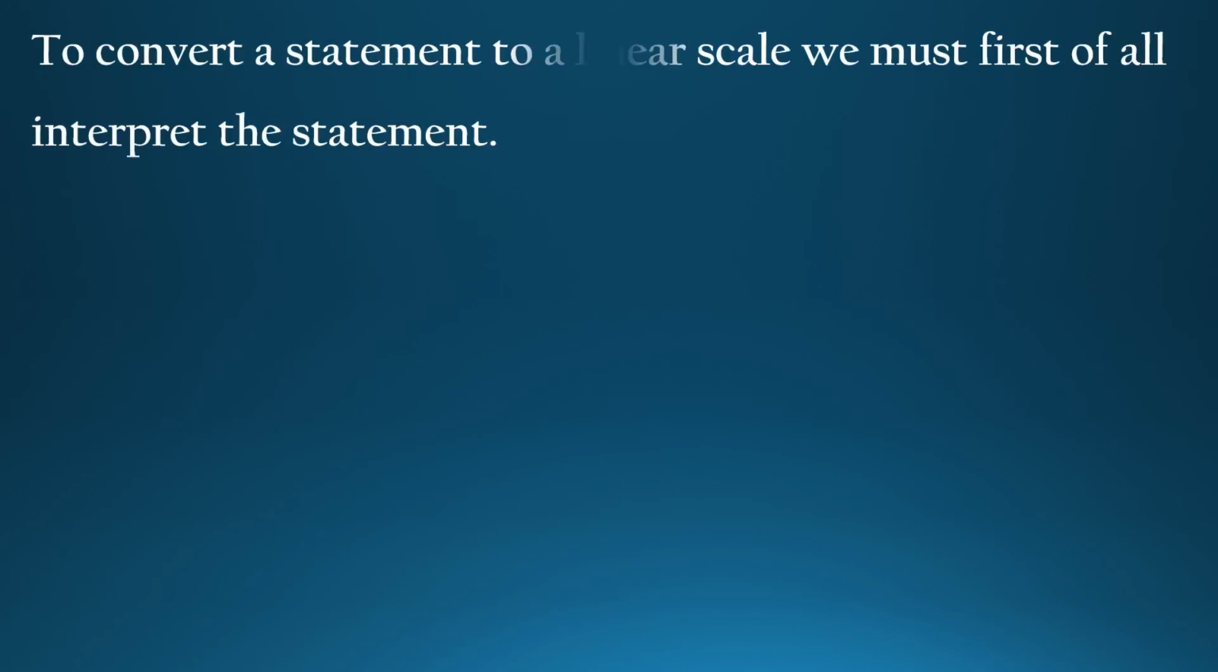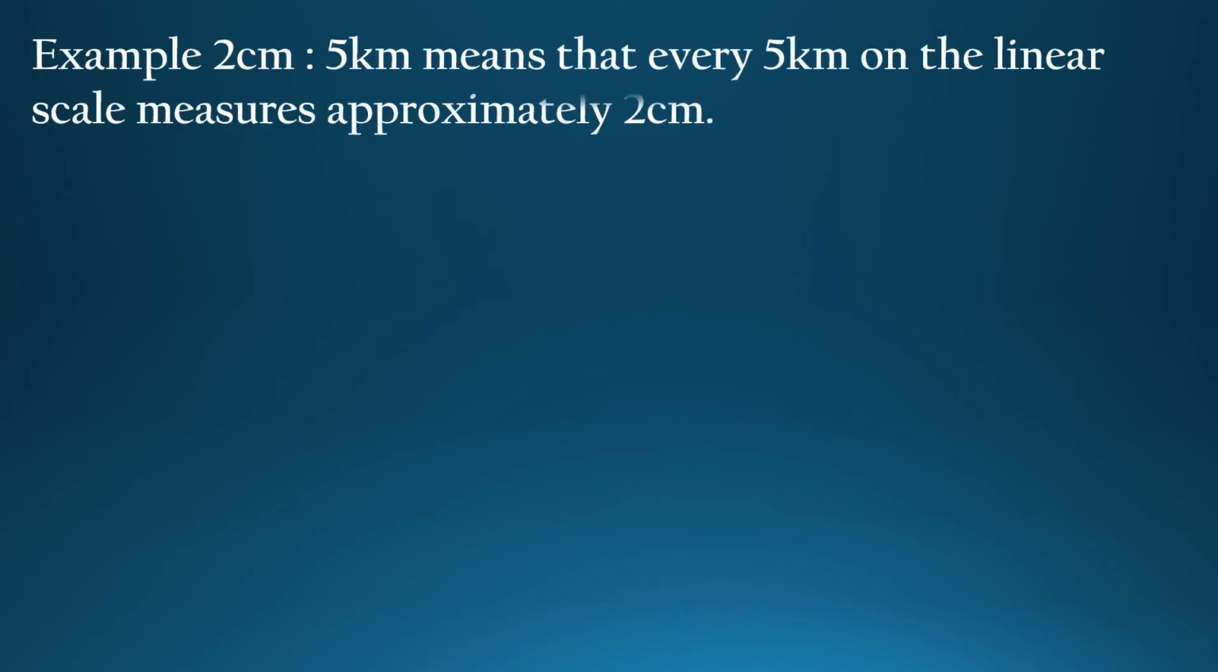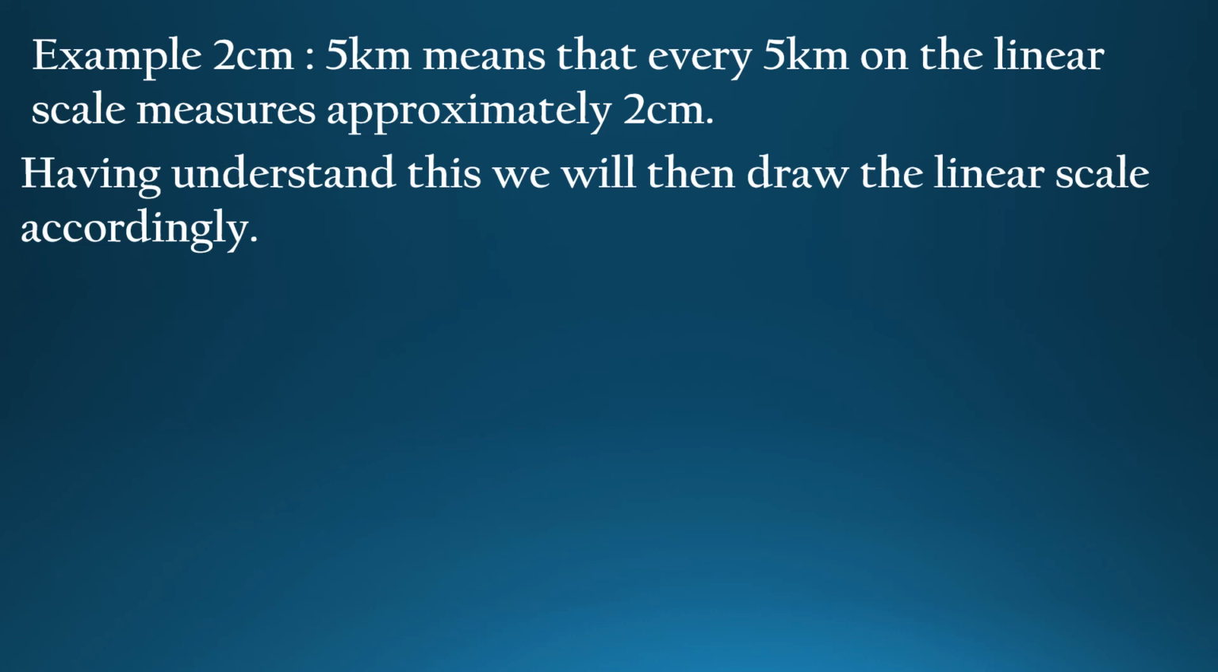the first thing we're going to do is to make sure that we first of all interpret the statement. So here we're given a statement of 2 centimeters to 5 kilometers, which basically means that every 5 kilometers on the linear scale measures approximately 2 centimeters. So having understood this, we will then draw the linear scale accordingly.